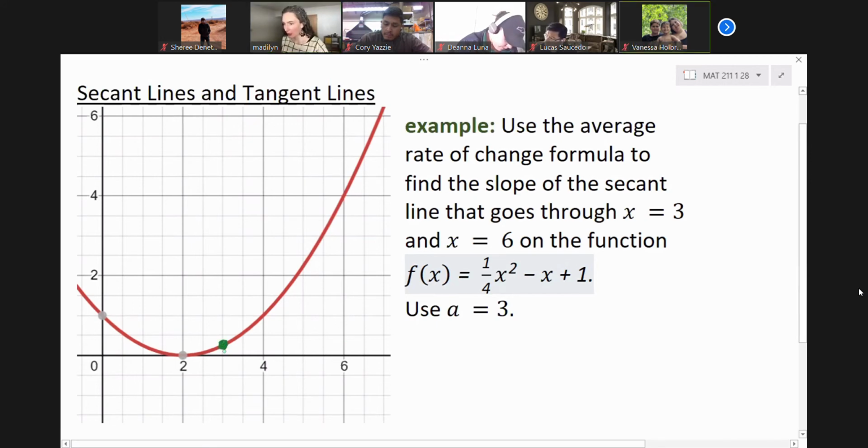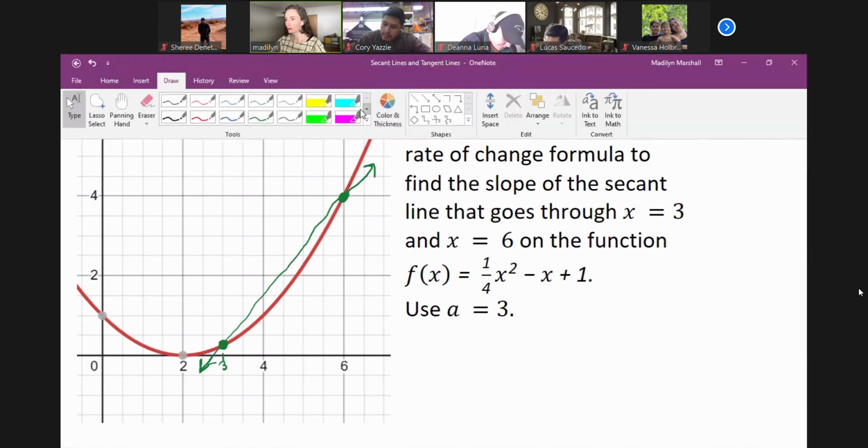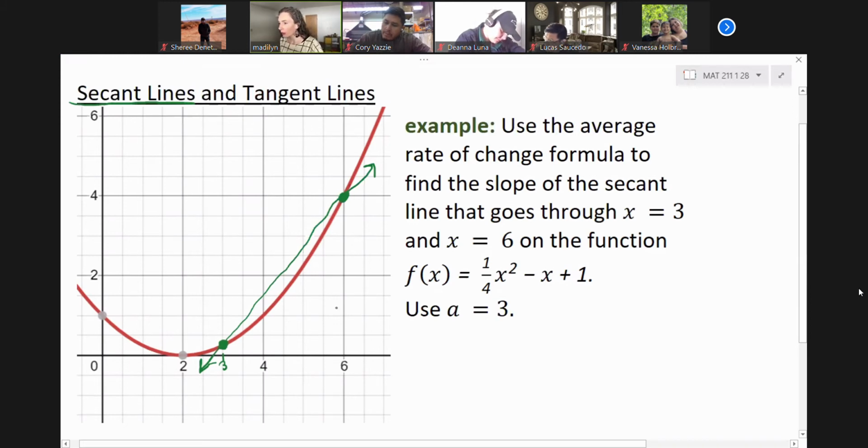So we're looking at the one that goes through at x equals 3, which is right here, and x equals 6. So the secant line would be this line, and that should be straight, but you can pretend it's straight. So this is a secant line. It goes through 2 points on a graph. I'm going to write that average rate of change formula down here again, just so it's handy.